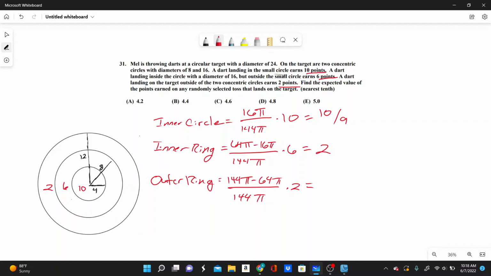So let's see, what does this get us? 144 minus 64 is 80. 80 over 144 is 5/9, times 2 gives us 10/9.